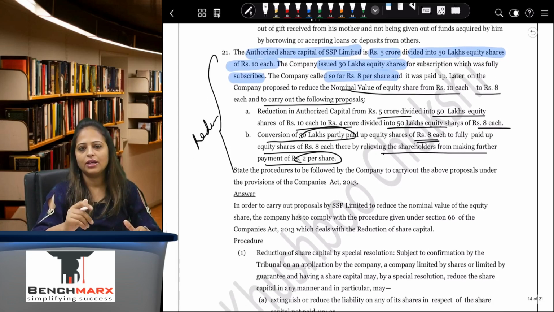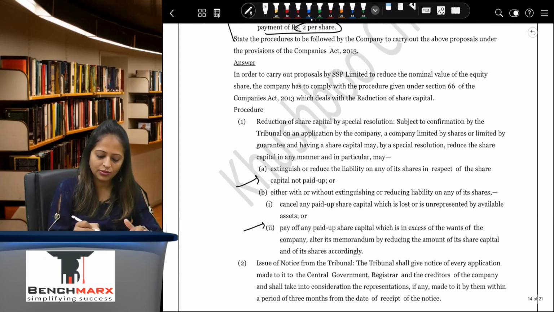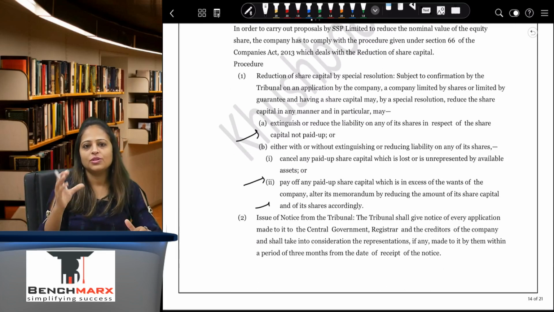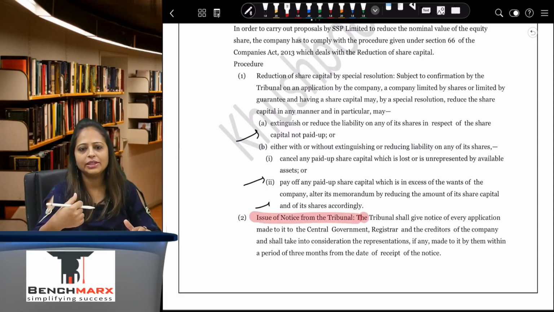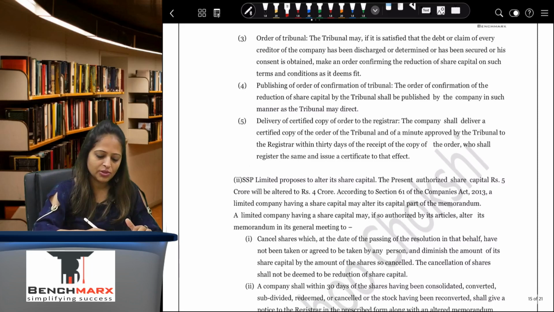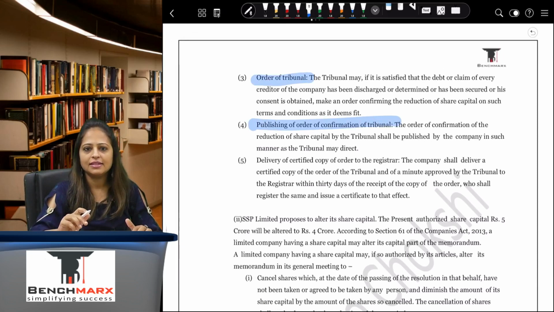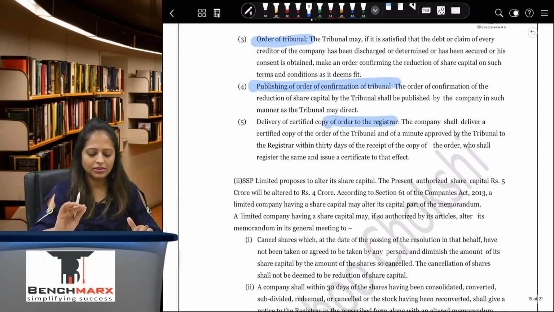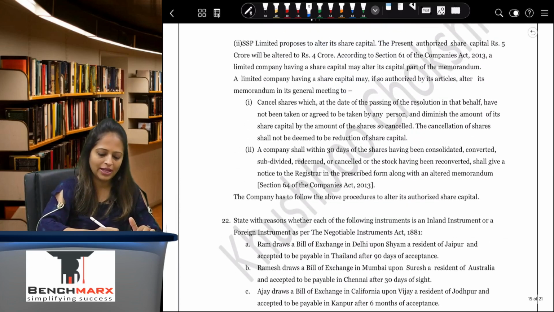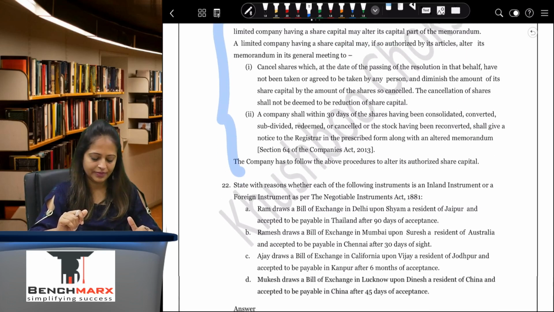So here you will have to answer as to what is reduction of share capital, what are the different ways, extinguishing and all of those things, cancelling, paying off, all of those are the ways in which you can reduce the share capital. You will have to make an application to the tribunal, the tribunal will give a response, and whatever is the response of the tribunal, the order of the tribunal will have to be published saying that this is the order of the tribunal, and then you will have to do the necessary filings with the registrar. So it's a theory kind of question, and you will have to answer that these are the things that will be required to be done by SSP Limited.